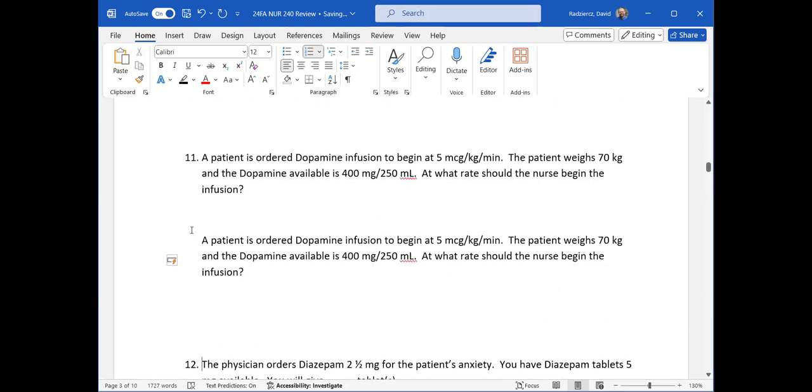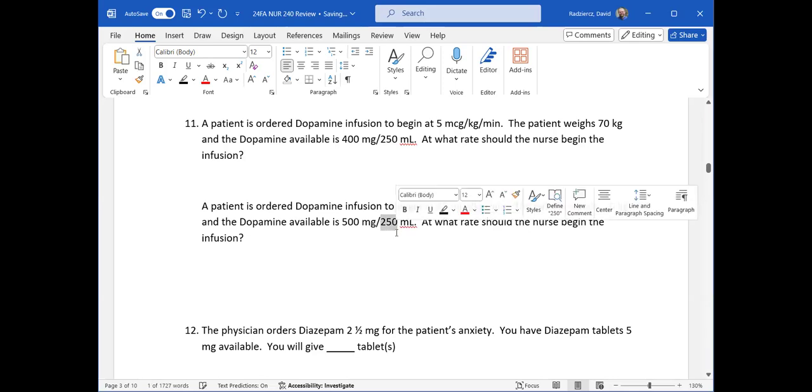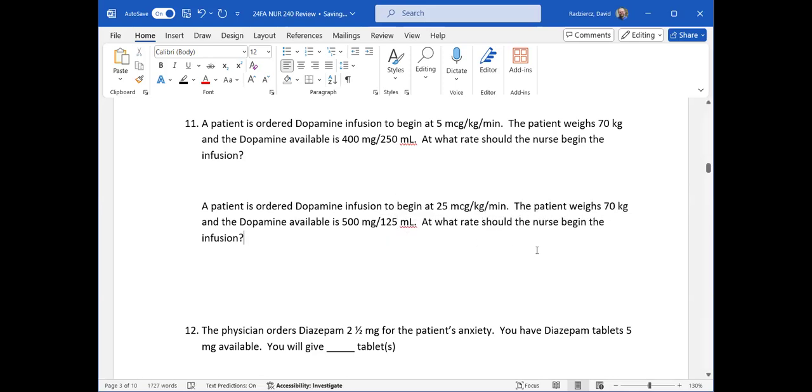Okay. So the first question that can be challenging is one of these multi-step kind of questions where you're doing some microgram milligram conversions, accounting for the patient's weight, and it can kind of change some of the information. So what I'm going to do is change up this information here just a little bit, so we have some variables that look a little bit different. So it gives you additional practice with how to do these things.